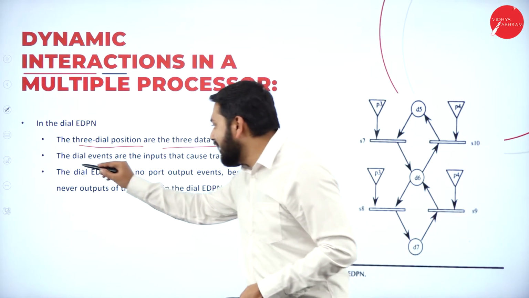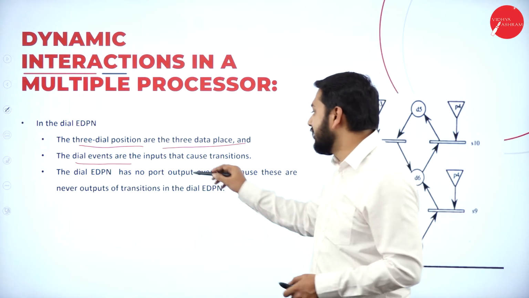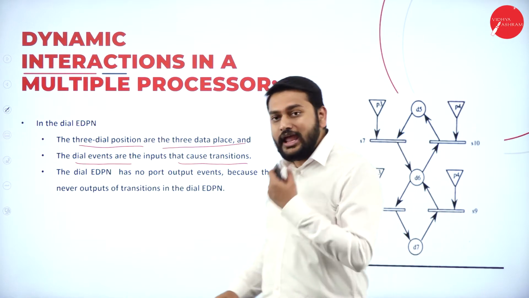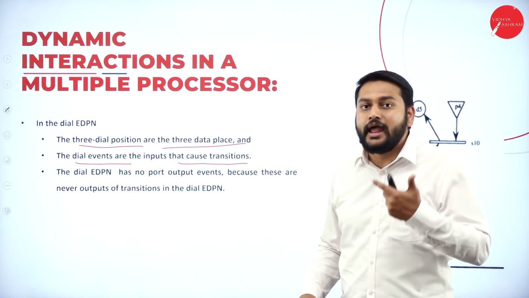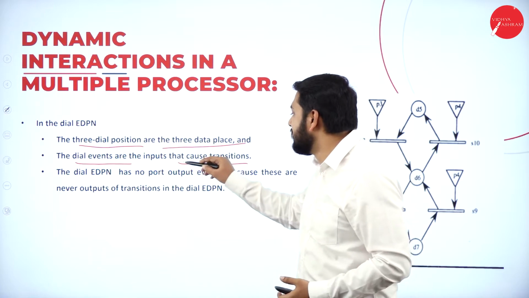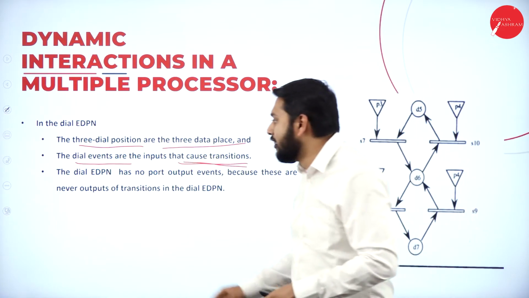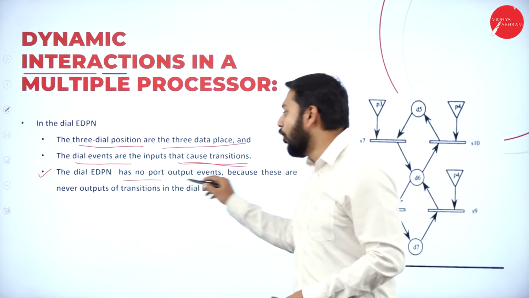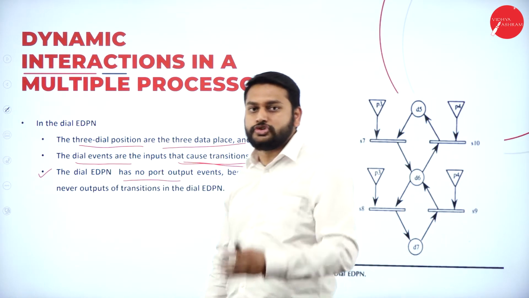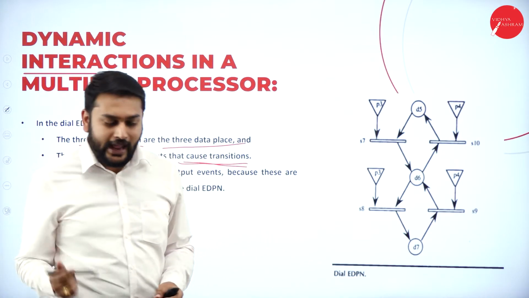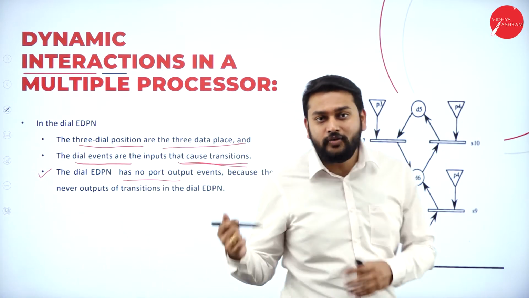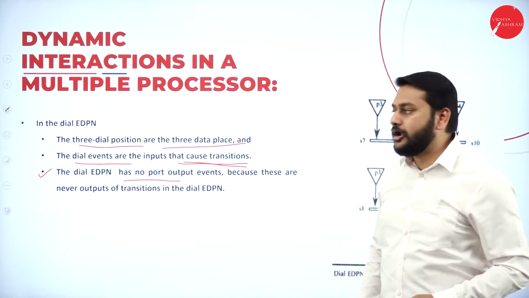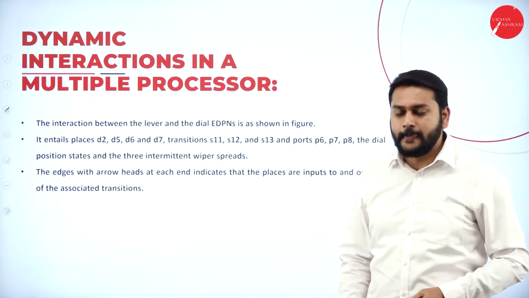Observe here, the dial events are the input that causes the transitions. What exactly do I have? The dial inputs or the dial events, what I have. So that is causing the transitions, is what you need to remember. And the last point that I have here is the dial EDPN has no output port event. So that's the most important point that you need to remember. When I have the dial, the dial will not have any output port, is what you need to remember at this point.